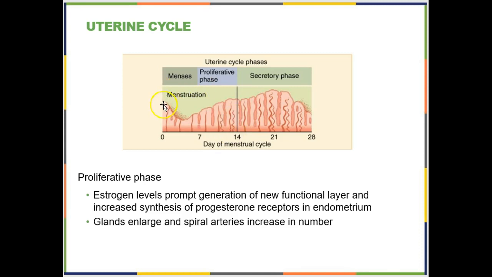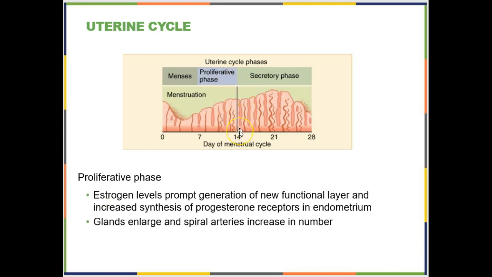So again, days 1 through 5, menstruation or menses. And then 6 through 14 on average is called the proliferative phase. Here you want to know that estrogen is causing the uterine endometrium to get thicker. So you've got a lot of mitosis and growth going on in the uterine endometrium.